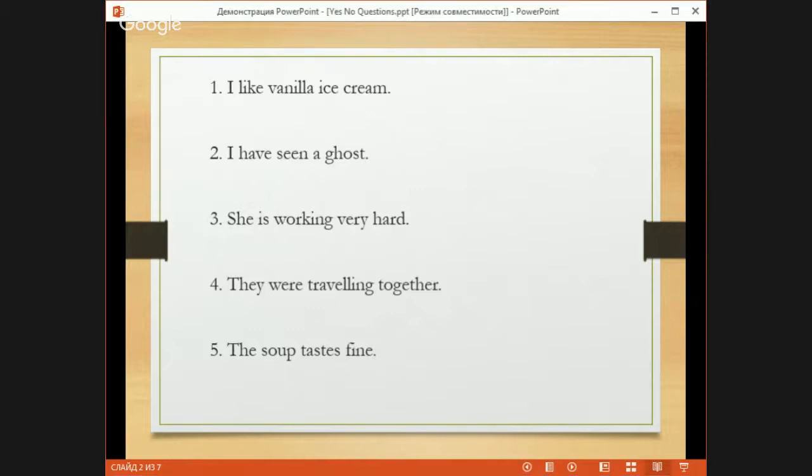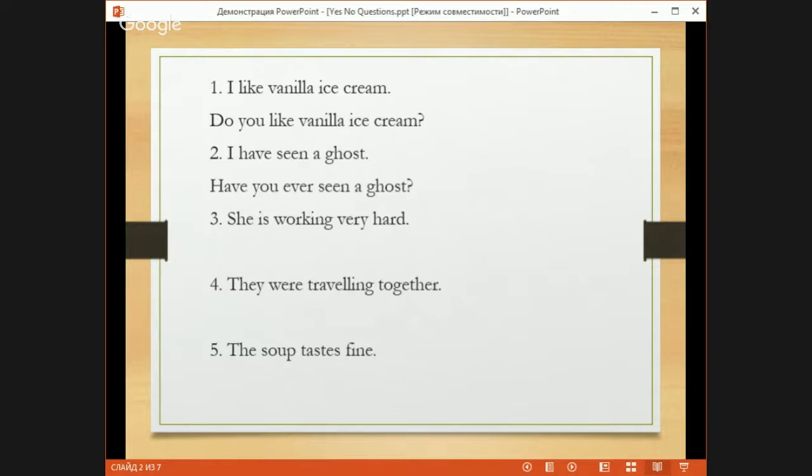I guess you are ready, and let's look at our answers. The first one, I like vanilla ice cream. This is present simple. For present simple, we need the auxiliary verb do. So we say, do you like vanilla ice cream? I have seen a ghost. This is present perfect. The auxiliary verb for this case is have. Have you ever seen a ghost?